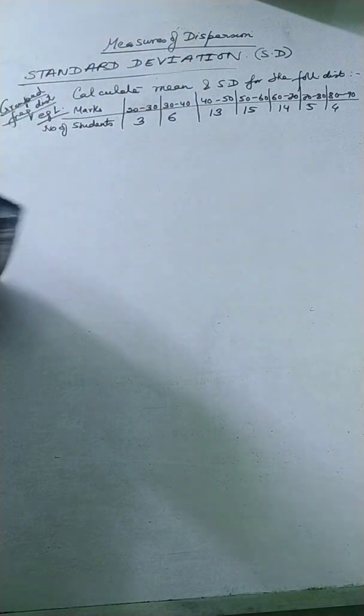Continuing with standard deviation, but for grouped frequency distribution, that is where class intervals are given. Under this category, the first example: the question says calculate mean and SD for the following distribution. You have to find the mean also, and the standard deviation.